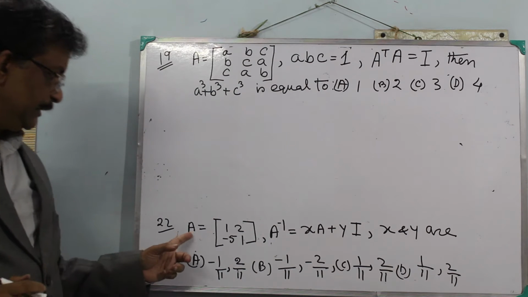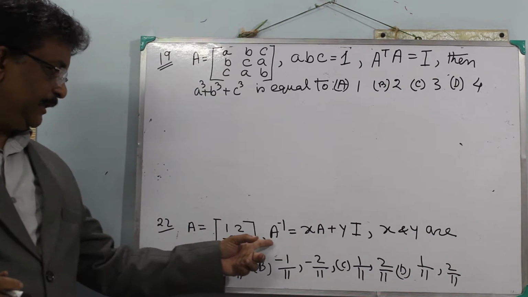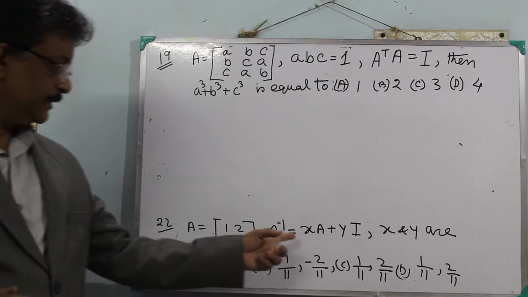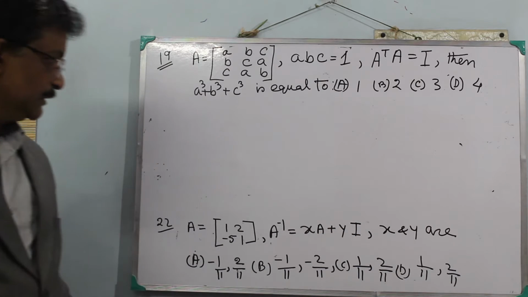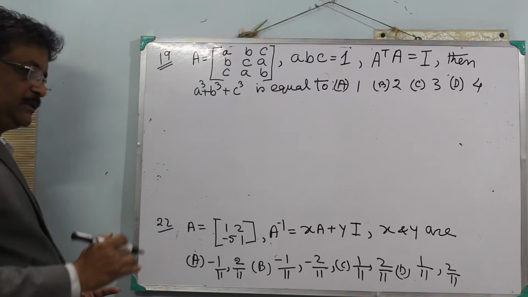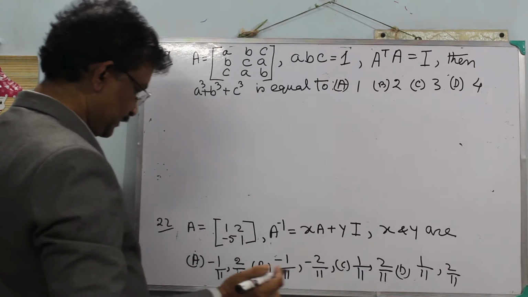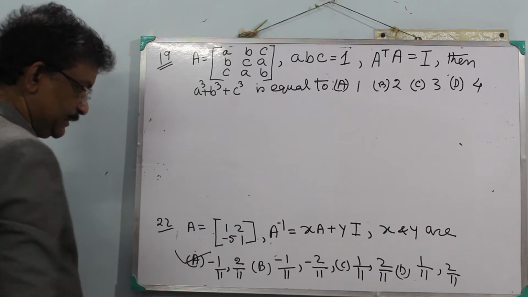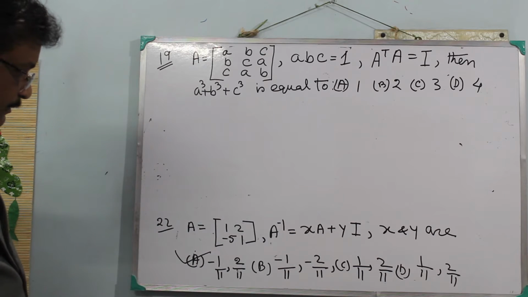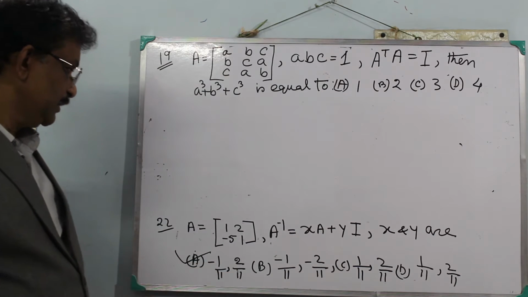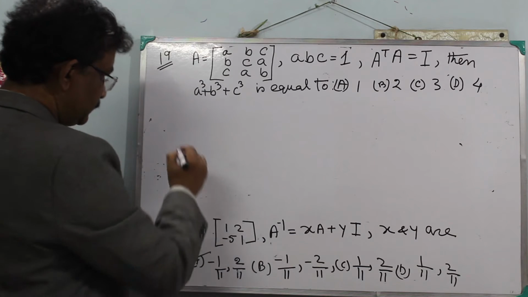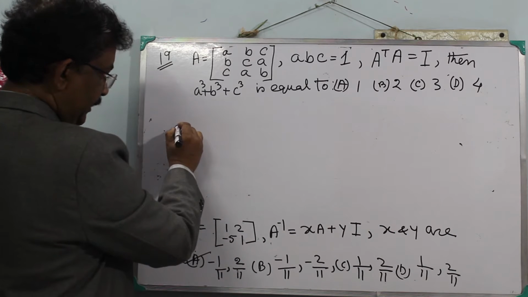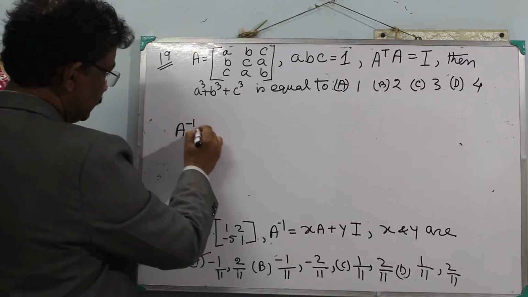Next, problem 23. A equal to this. A inverse is XA plus YI. I means identity matrix. X and Y are what? If you try, you may try. The correct answer is A: X is minus 1 by 11 and Y is 2 by 11. Let's solve. First we have to calculate A inverse.